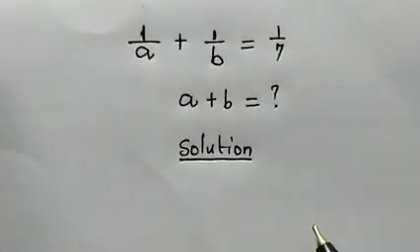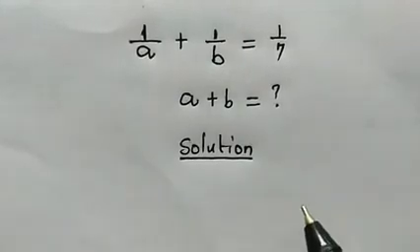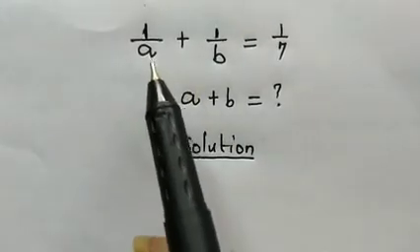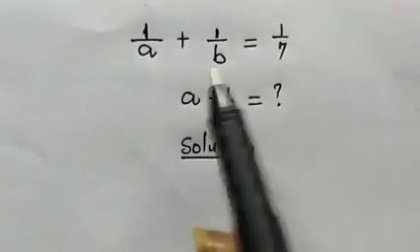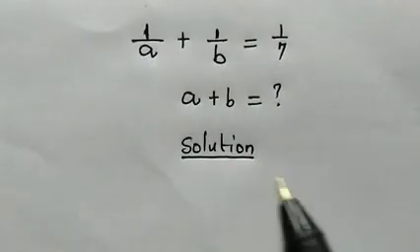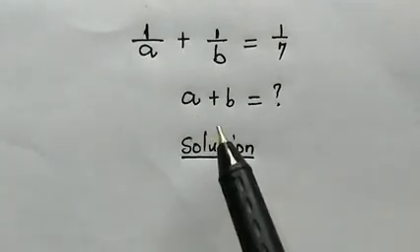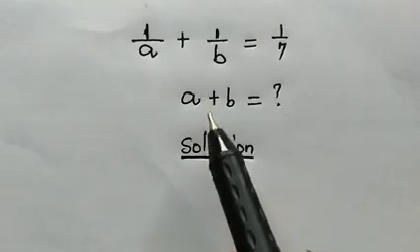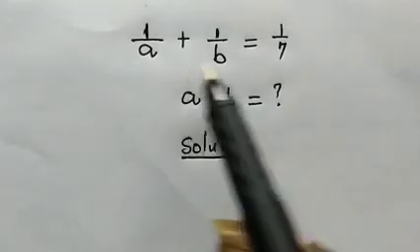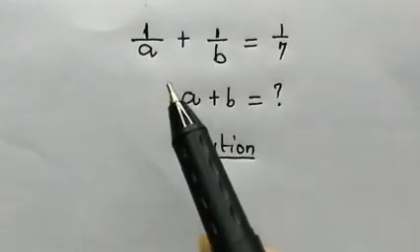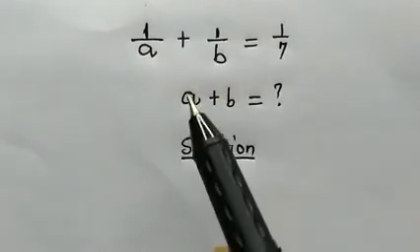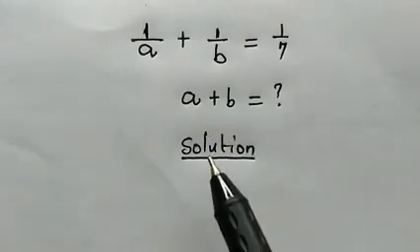Today we have this interesting Olympiad mathematics problem. We're given the following equation: 1 over a plus 1 over b is equal to 1 over 7. And here we're going to find the sum of a and b. How can we solve for a and b when we have just a single equation with two different unknowns? This kind of equation is called a Diophantine equation.